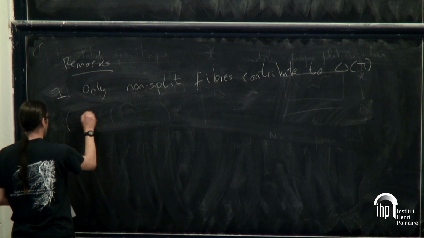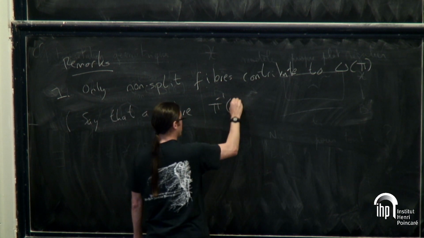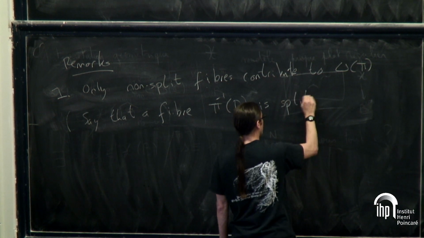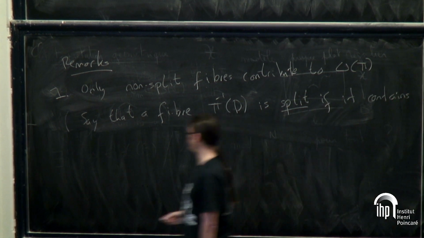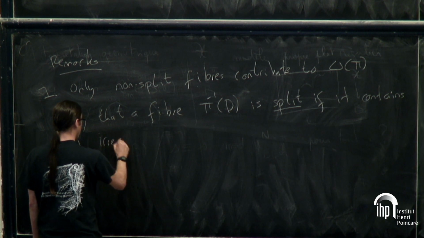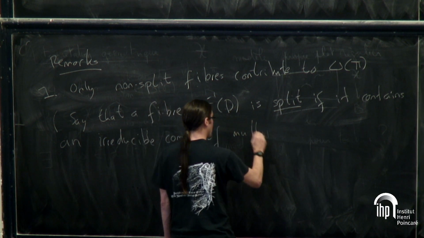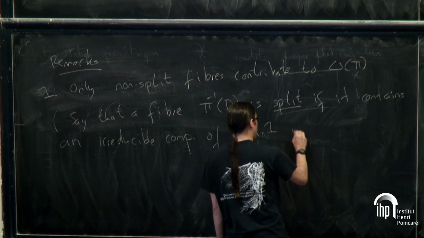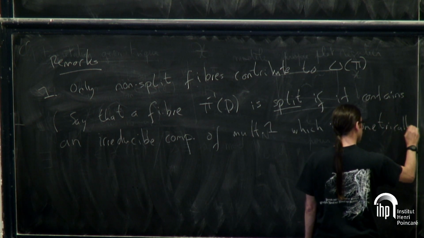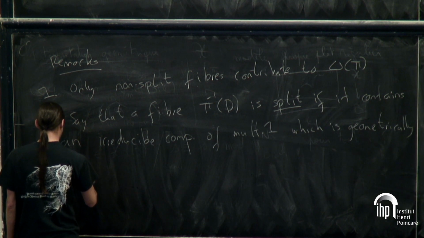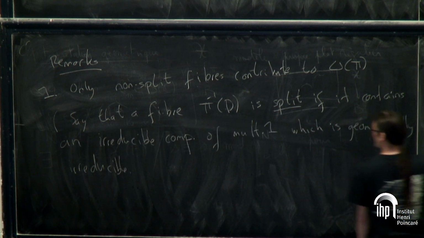And I will call, so say that a fiber over one of these points is split if it contains an irreducible component of multiplicity 1, which happens to be geometrically irreducible. Yeah, so you only care about these non-split fibers.